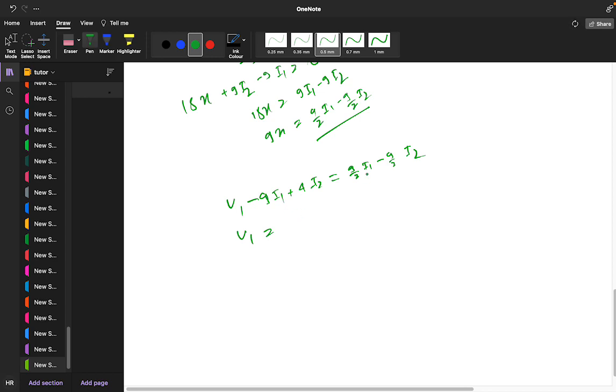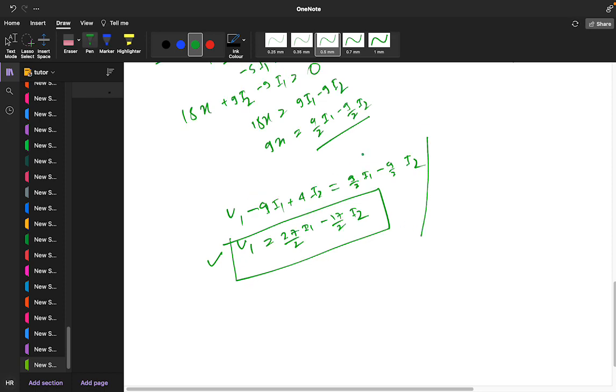So 9 I1 and 9 by 2 I1 will give you what? 18 plus 9, 27. 27 I1 by 2. And this minus 9 by 2 and minus 4, so what will you get? Minus 17 by 2 I2. So you got your answer. This particular thing is done.